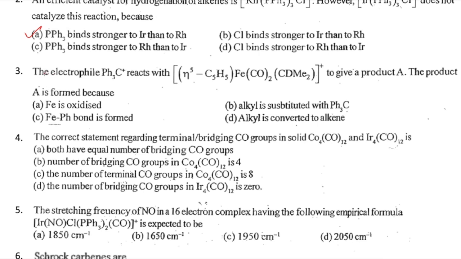All right, so talking about the next one, it says that the electrophile Ph3C+ reacts with this particular complex to give a compound A. The product A is formed because... So why is product A formed? Let's try to understand that.